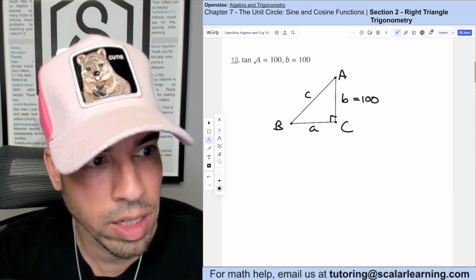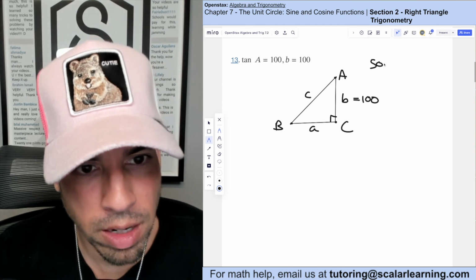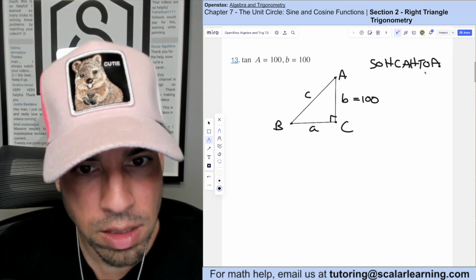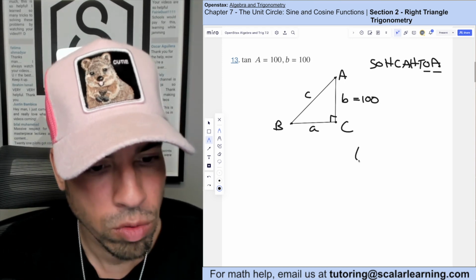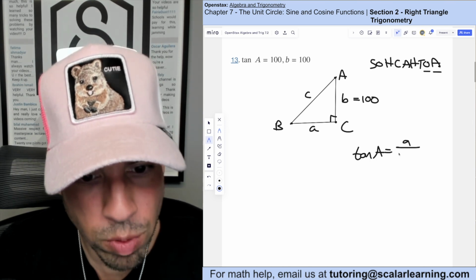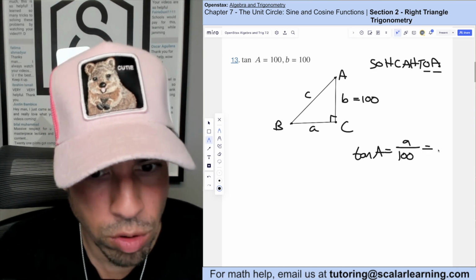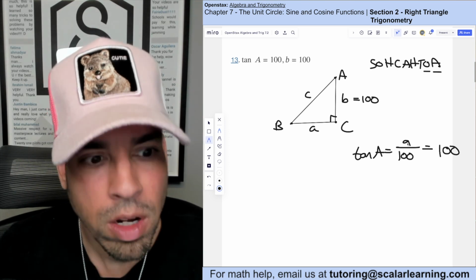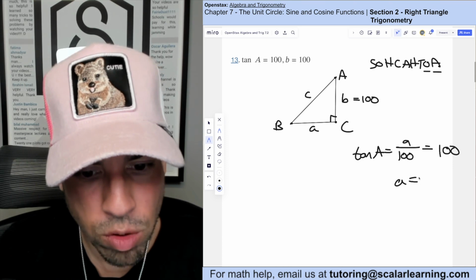100, and then I also know that tangent of A is 100. And what is tangent of A? Again, going back to our SOHCAHTOA, tangent of A is opposite over adjacent. So tangent of A is A over B, which we know B is 100, and this is equal to, it's saying tangent of A is equal to 100. So now we have a nice little equation. A over 100 equals 100. So to solve for A, multiply both sides by 100, and we get A equals 10,000.